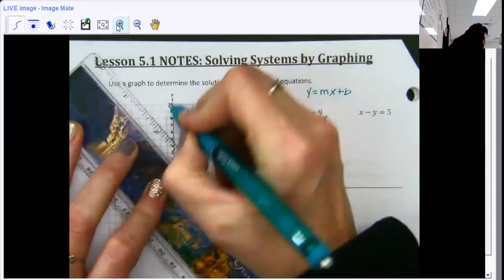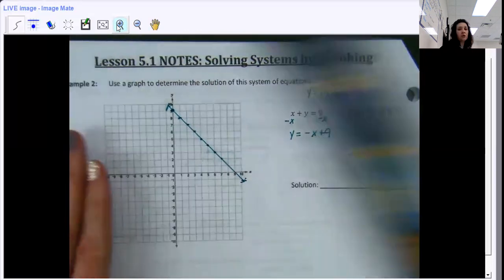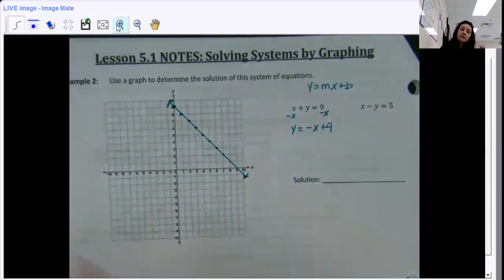And a lot of times students will say, oh, I don't need to draw my lines. I could figure out what the intersection is without drawing my lines. I still want you to draw your lines. Okay, so make sure you do that.